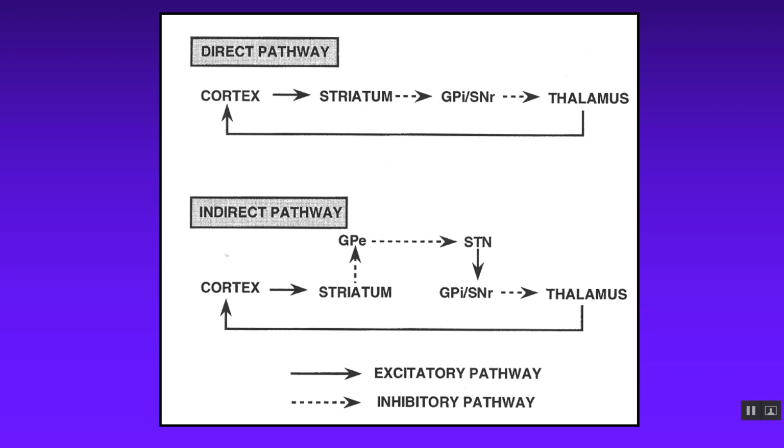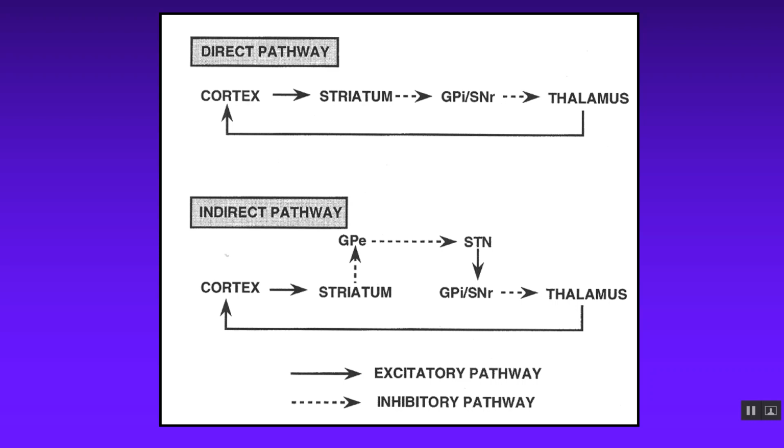These are both working. They're both there at the same time, counterbalancing each other. The direct pathway increases motor output. The indirect pathway decreases motor output. And when you have a normal amount of dopamine and a normal amount of acetylcholine influencing the direct and indirect pathways, you have a certain basal amount of motor output activity that's available to you.